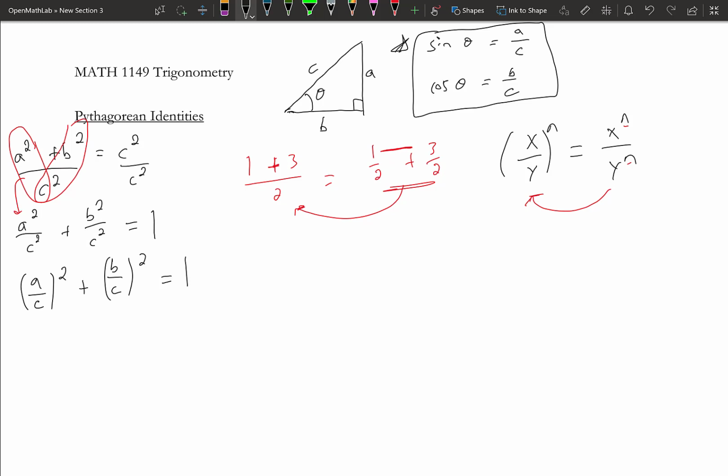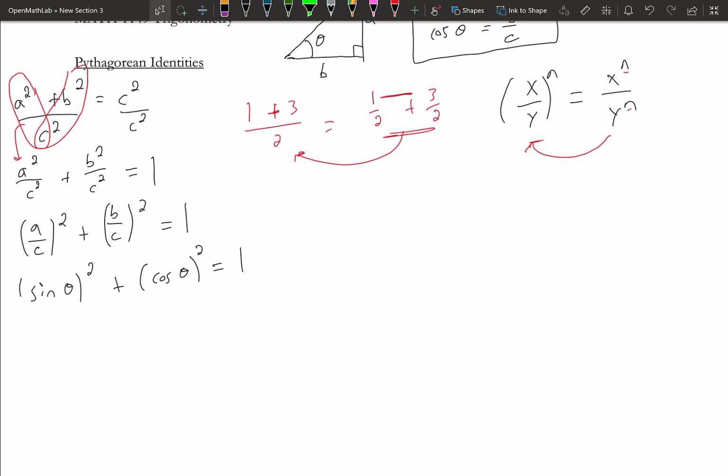So a divided by c is equal to sine. So this becomes sine of theta quantity squared plus, and then b divided by c is cosine. So this would become cosine of theta squared equals 1. And a shorthand way to write this is we'll often write sine squared theta in this fashion, or cosine squared theta in this fashion.